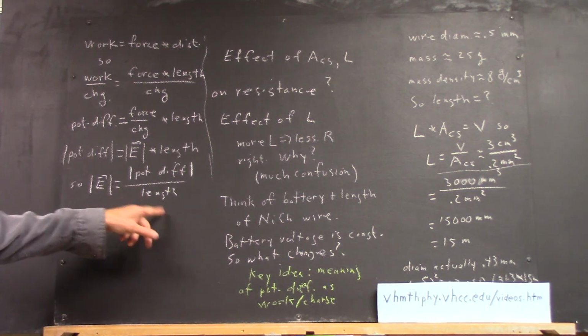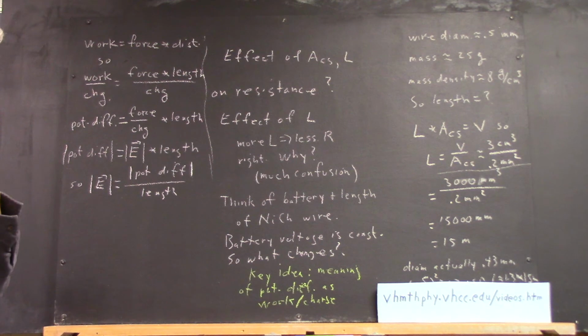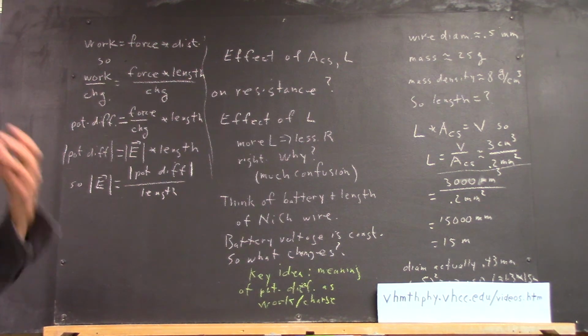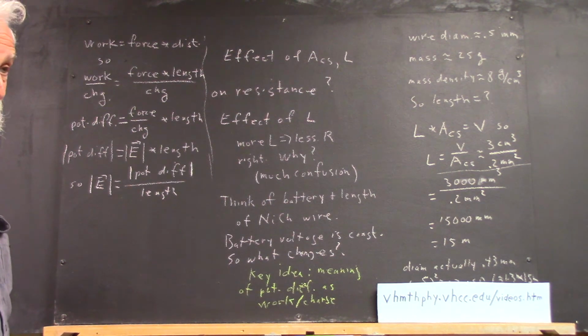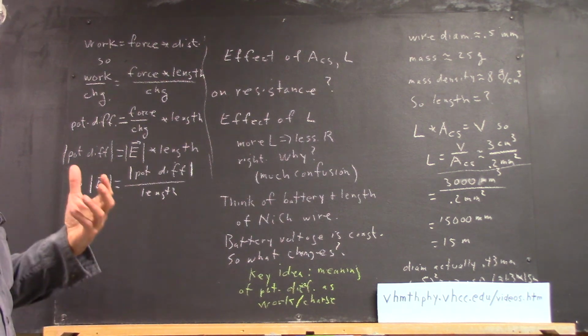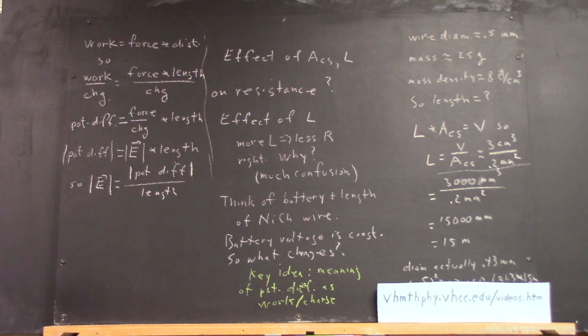So, we have this. Now what does this have to do with resistance? Or what does this have to do with the flow of current? If the length goes up, the electric field decreases, so the force per unit charge decreases, so the charges don't accelerate as quickly. So you have less current. Perfect. Okay?